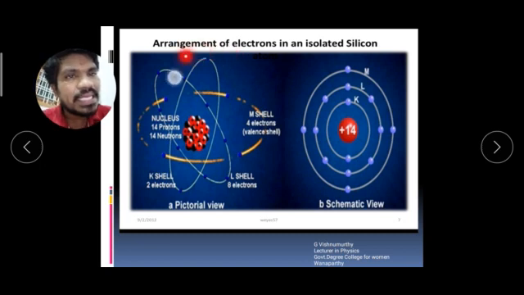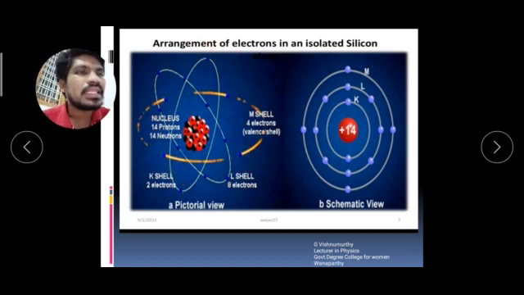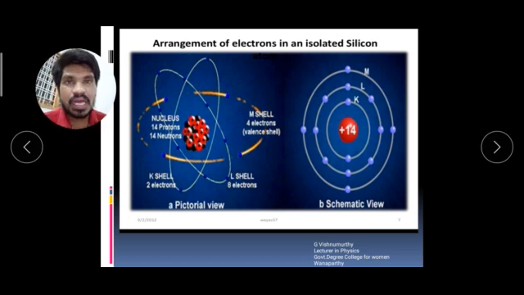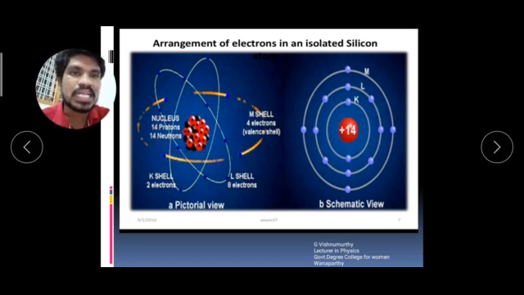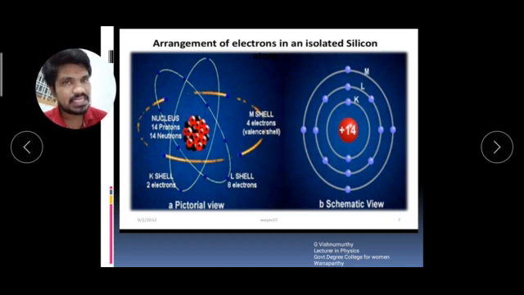So these K, L, M, N, and so on are called the energy bands in a solid isolated atom. Here you see, the nucleus contains 14 protons as well as 14 neutrons.